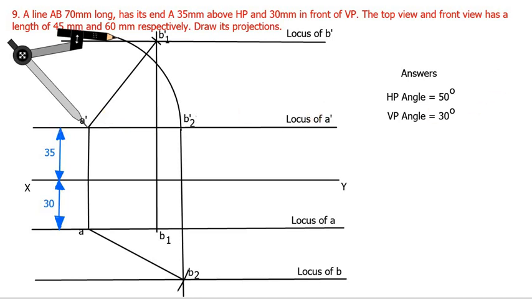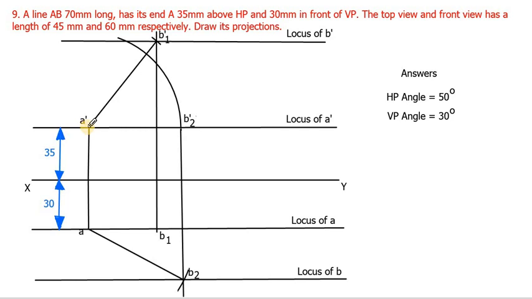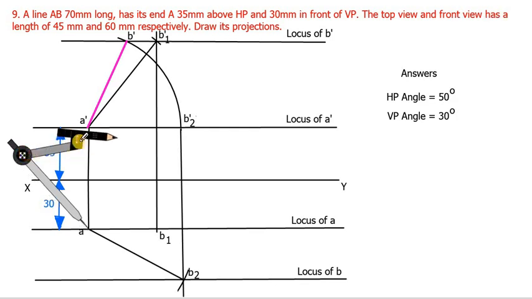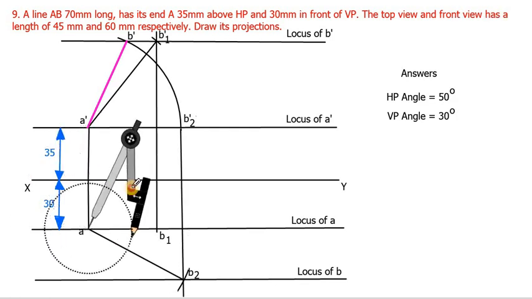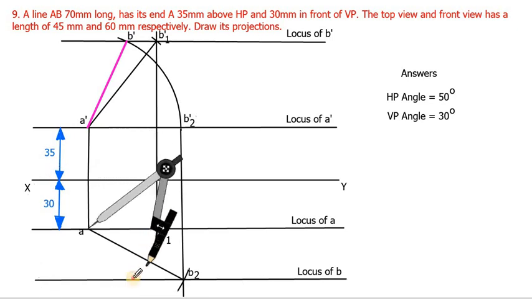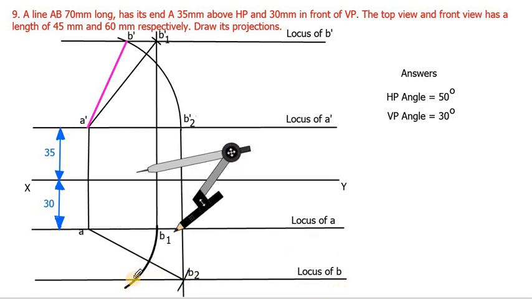So I am going to draw that. Take the pencil. So it is the front view. Let us use HB pencil. Join A dash and B dash. So this will be B dash. Okay. Similarly, take the compass with A as center and A B1 as radius. Draw one arc to cut the locus of B at B. So this point will be B.